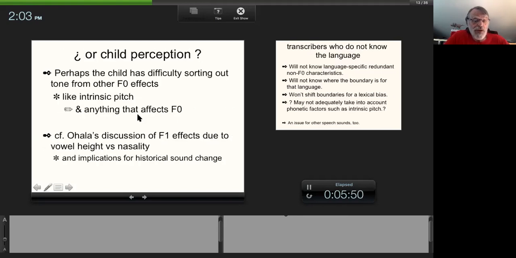And it's potentially quite relevant for child speech perception as well, because the child may have difficulty sorting out what effects on F0 are due to tone and what are due to things like intrinsic pitch. It seems reminiscent of Ohala's discussion of the first formant effects due to vowel height versus nasality, and how a different weighting of what goes on with the height of the first formant can lead to unexpected changes in vowel height in nasalized vowels that you find in historical change, and also that you find in young child phonological development.